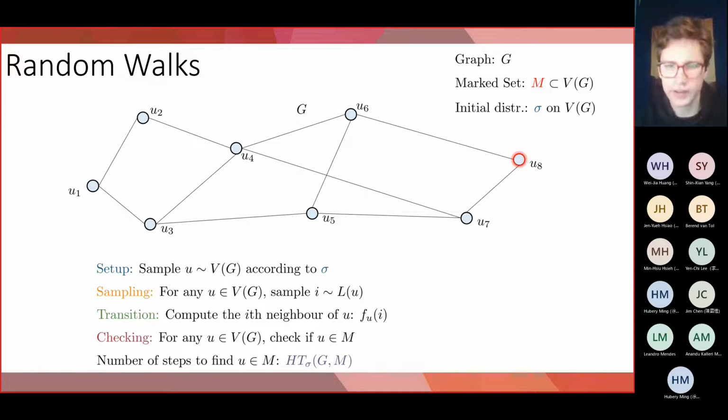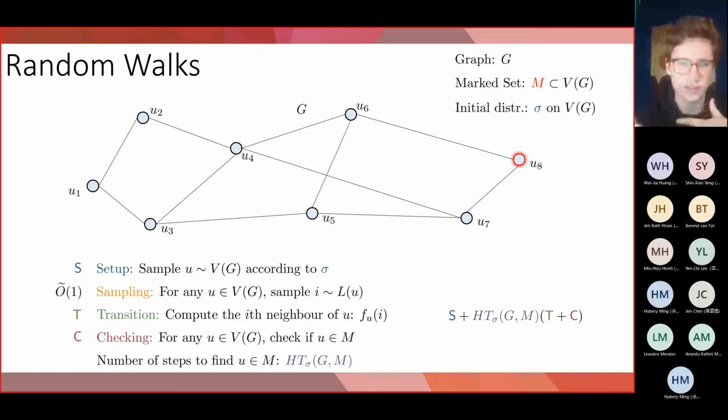And classically, the complexity of such a random walk would be, first we have to set up our start state. So we have to be able to sample from this initial distribution. And then we have to make a transition step and check whether we're in a marked vertex. And then we have to repeat this process for about the hitting time of the graph under sigma and M. So this is what happens in the classical setting.